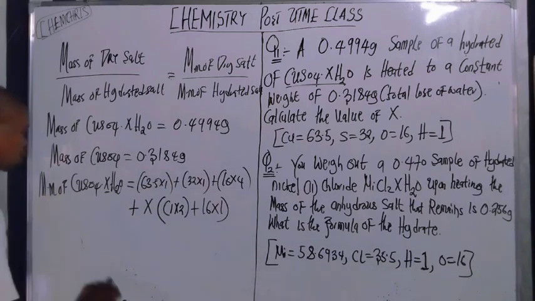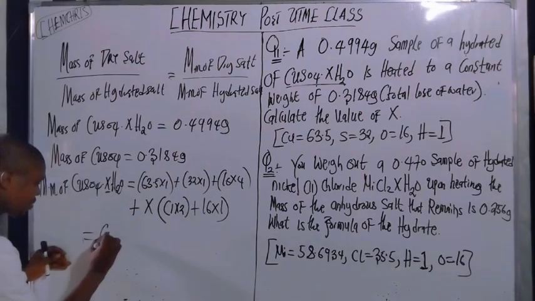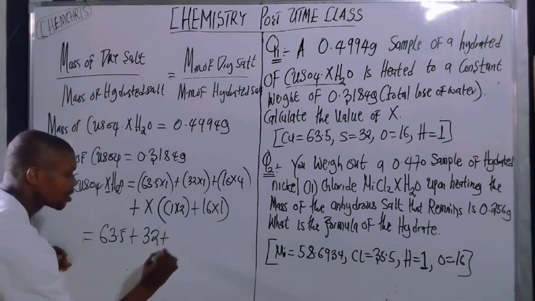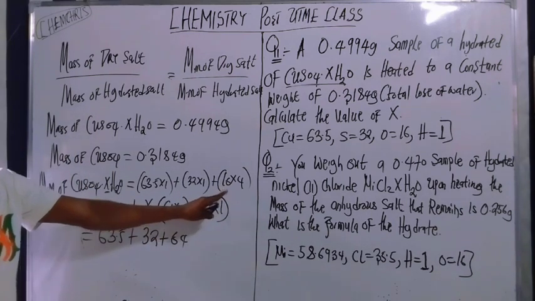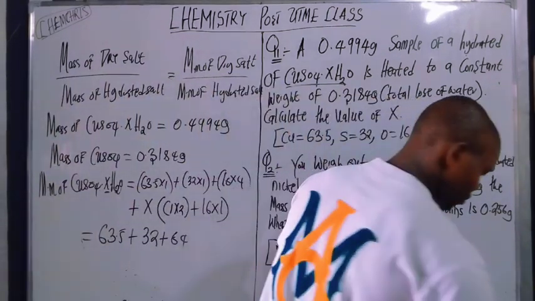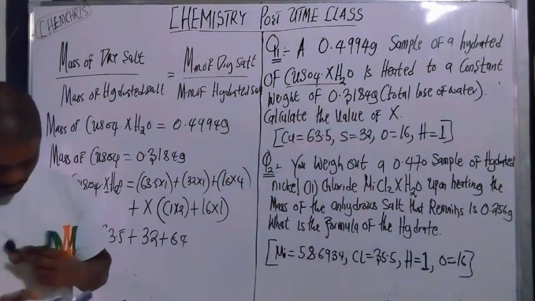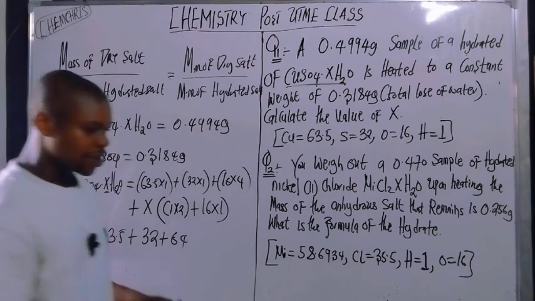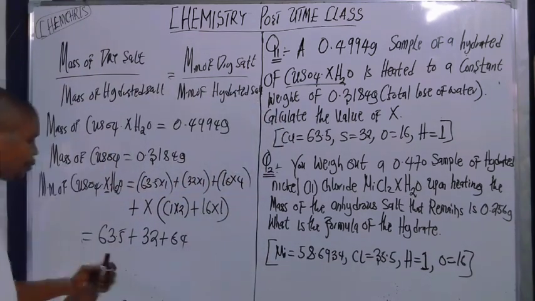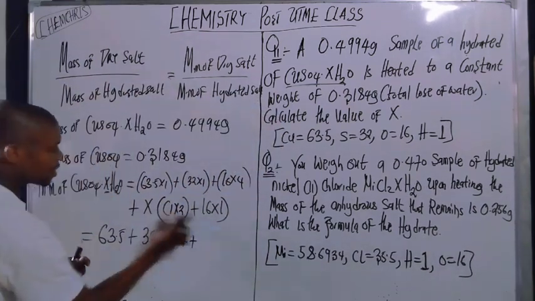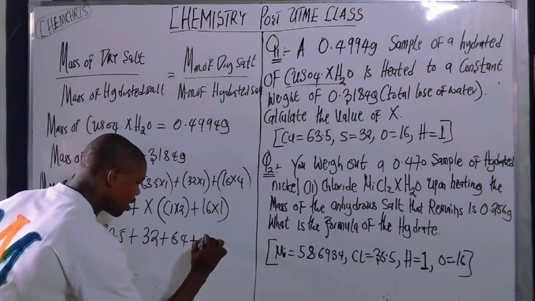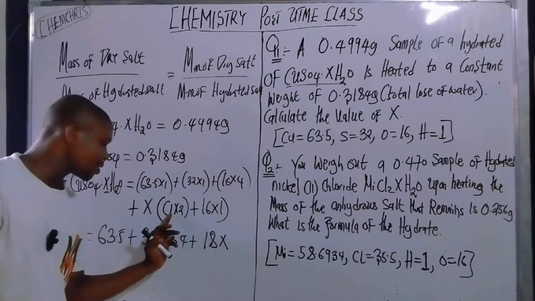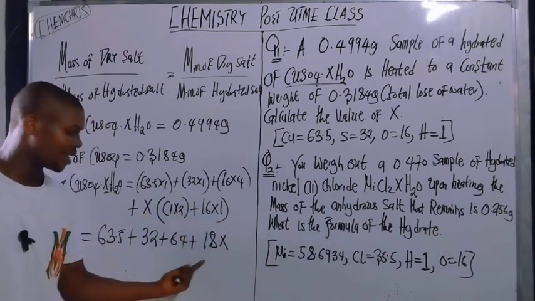So if you check it very well, it's going to be 63.5 plus 32 plus 64. 16 times 4 is 64, plus 18 X. Can you see that? 1 times 2 is 2, plus 16, so it's going to be 18.